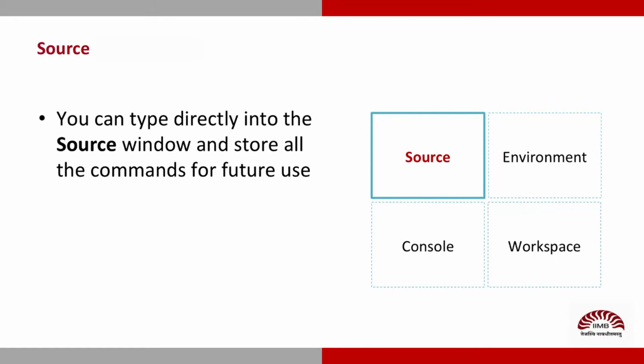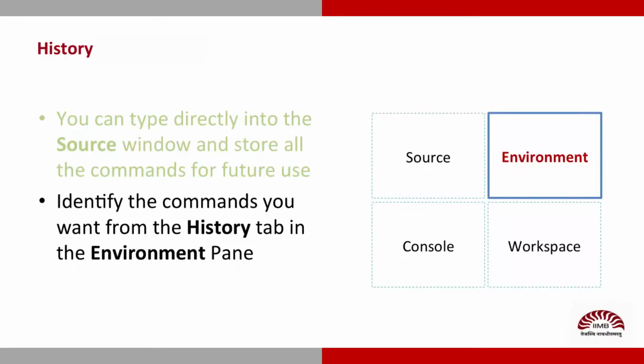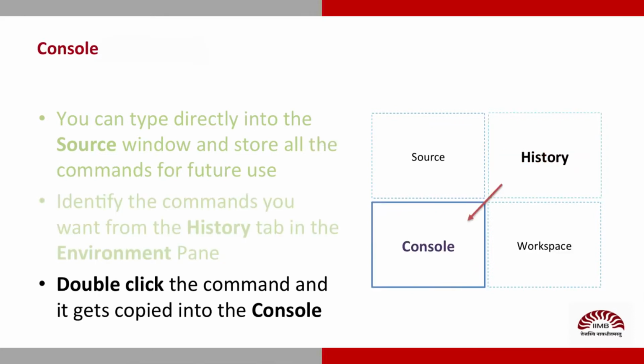The source window enables you to type in an R script, which is just a set of commands like the ones we typed, and to store it on your machine as a file. Why don't we gather together the last few commands that we have typed at the console, and then we'll transfer them to the source pane. There's an easy way. Identify whatever commands you want from the History tab in the Environment pane. And when you double click those, it gets copied over into the console.